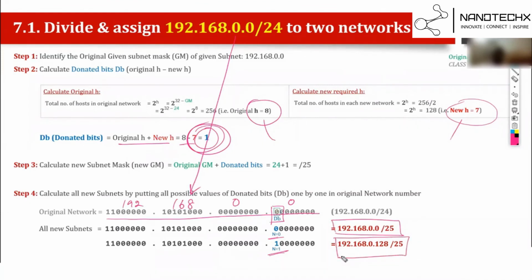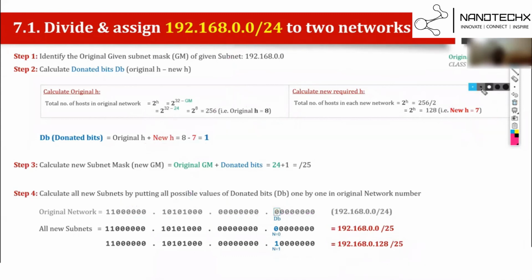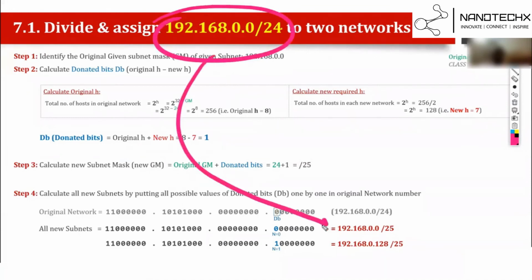So what we have done here, we have divided this big subnet into 2 smaller subnets. First one is this one and then the second one is this one. Clear on this example, guys? Let's move to the next one. Any question here? Let me see your questions which you have written. I think from here your concept will be more clear.